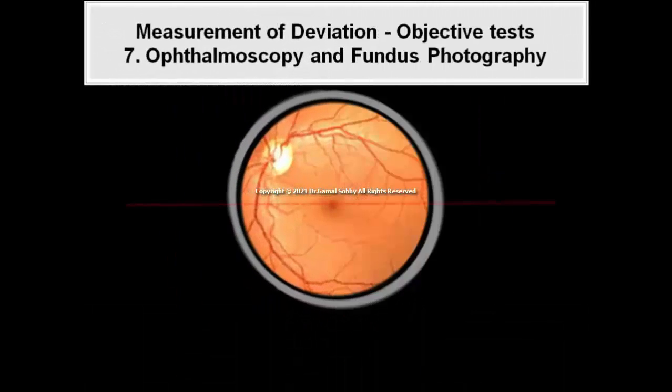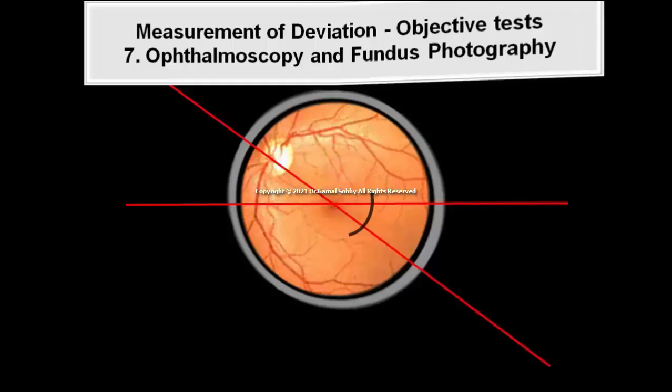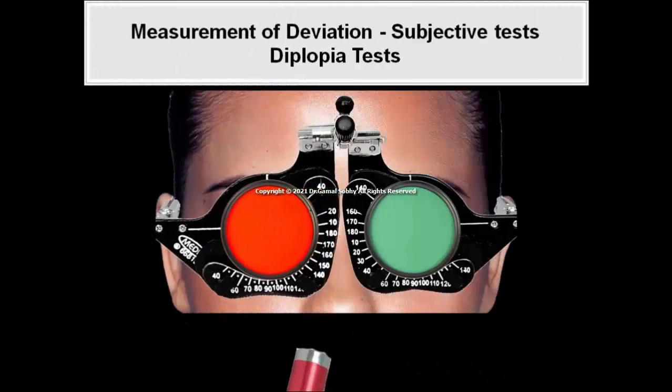Ophthalmoscopy and fundus photography. Indirect ophthalmoscopy and fundus photography are useful auxiliary methods to diagnose and measure the amount of cyclotropia. Subjective tests, diplopia tests.